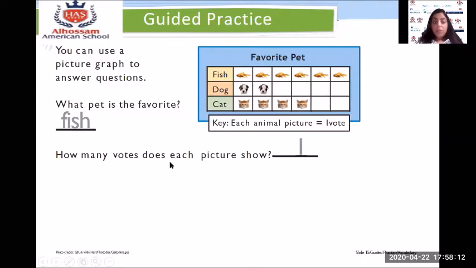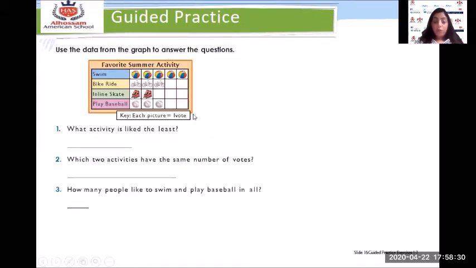How many votes does each picture show? How many votes for each picture here? This is by 1, this is by 1, this is by 1, this is by 1, because it says each animal picture equals 1 vote. So each picture shows 1 vote only. Use the data from the graph to answer the questions.